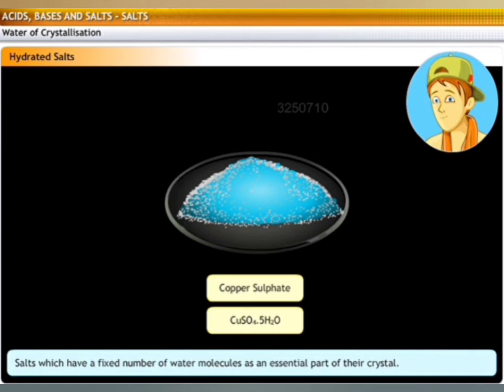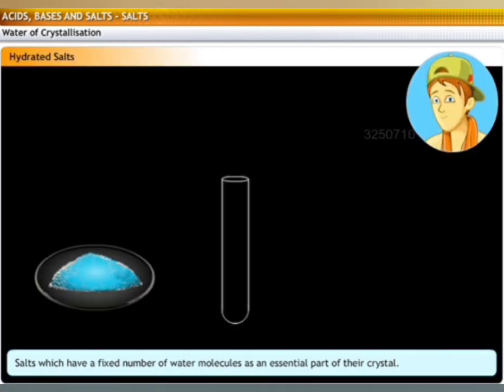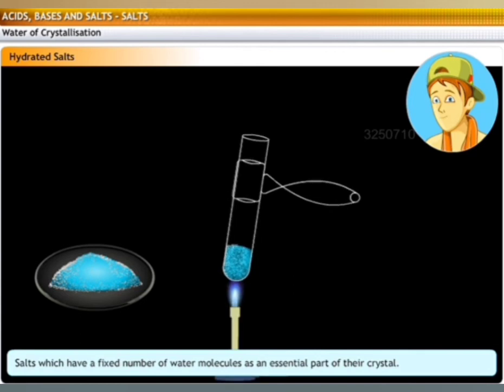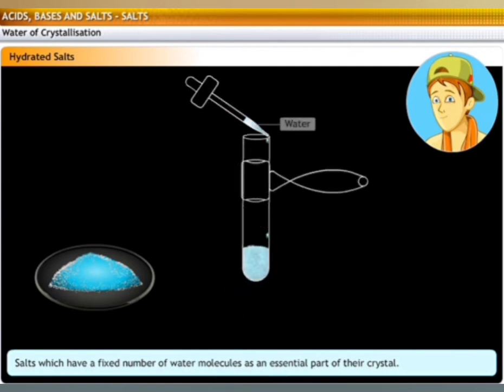When heated, this salt loses its water molecules and its blue color. Let us perform a simple experiment to verify the presence of water molecules in copper sulfate. Take some powdered copper sulfate in a test tube. Hold the test tube with a pair of tongs and heat it using a Bunsen burner. Observe that the blue-colored copper sulfate turns white. When this powder is moistened with water, the blue color reappears.